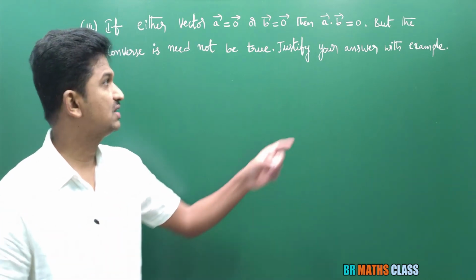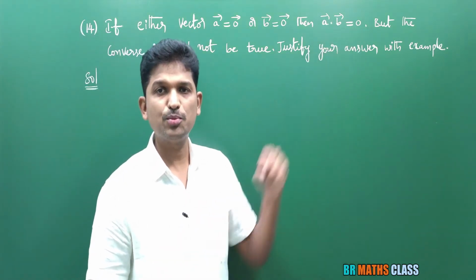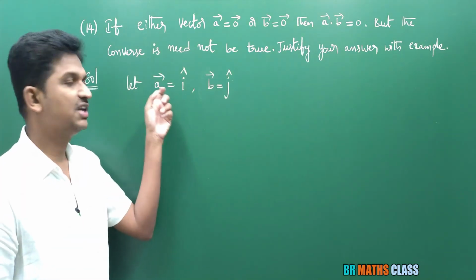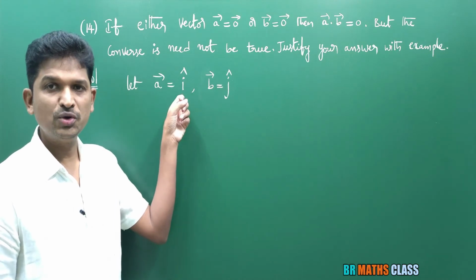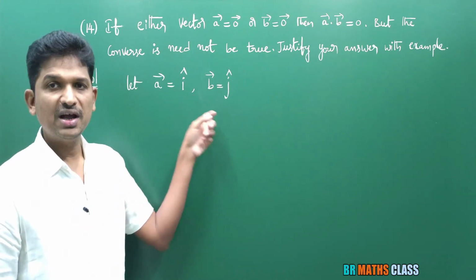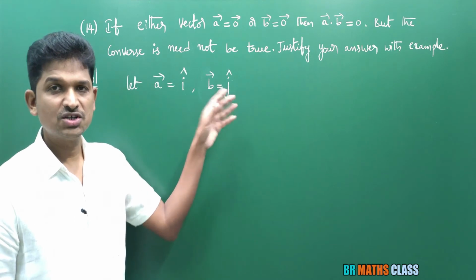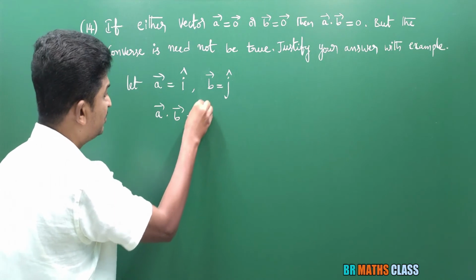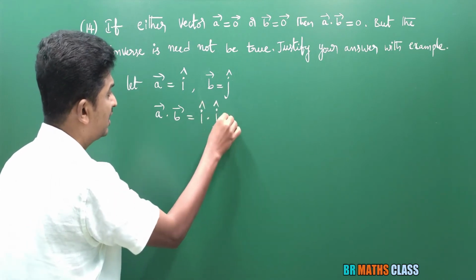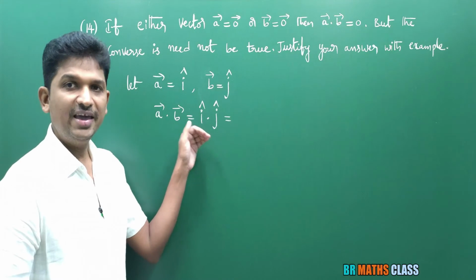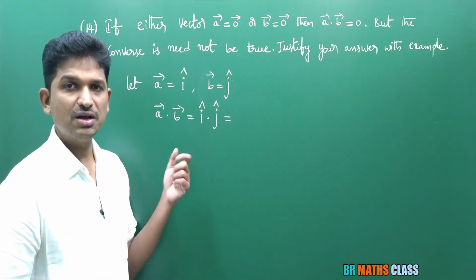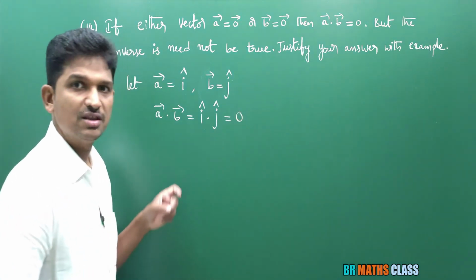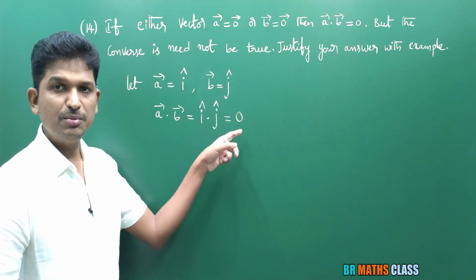I'll consider two vectors A bar, B bar such that their dot product is 0. You observe here, let A bar be I cap. You know I cap is a unit vector along the direction of x axis. B bar as j cap. J cap is a unit vector along the direction of y axis. I'll calculate A bar dot B bar. Here A bar is I cap, B bar is j cap. You learn those formulas. Now in that I cap dot j cap is 0. Why? Because these two vectors are perpendicular. So their dot product is 0. Here the point is A bar dot B bar is 0.